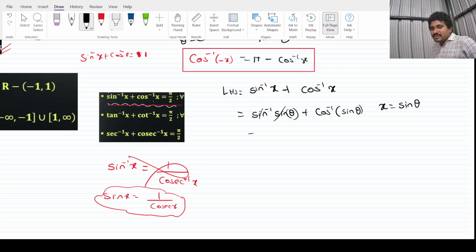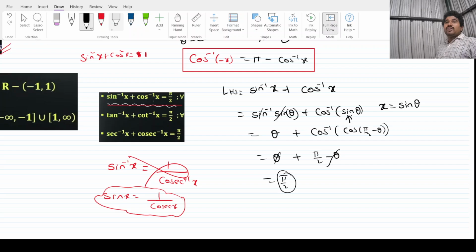Sir, the first part is fine, it becomes theta. But the second part, we cannot proceed, right? Sin theta in terms of cos. No problem. Sin theta can be written as cos of pi by 2 minus theta. Cos of pi by 2 minus theta is nothing but sin theta only, right? So from here, what can you write? Theta plus cos inverse cos of pi by 2 minus theta. Minus theta and plus theta cancel. You got pi by 2.